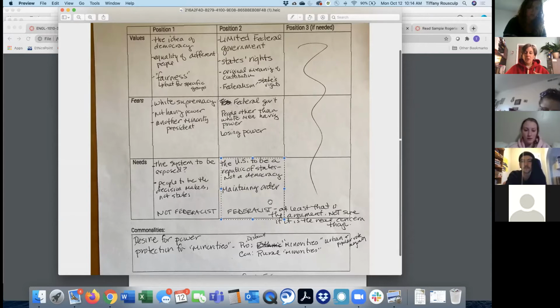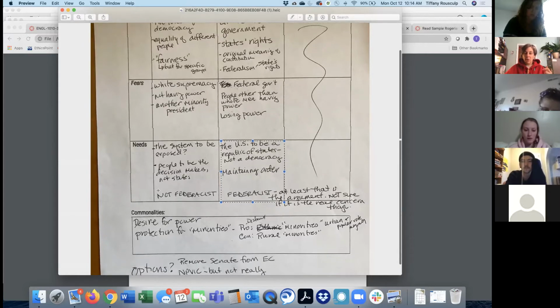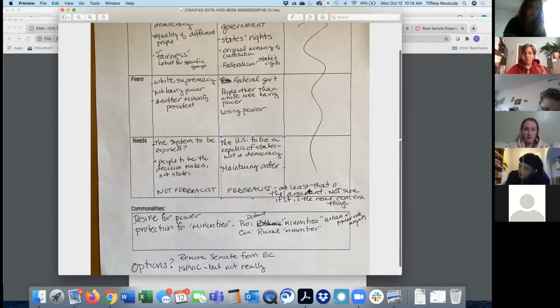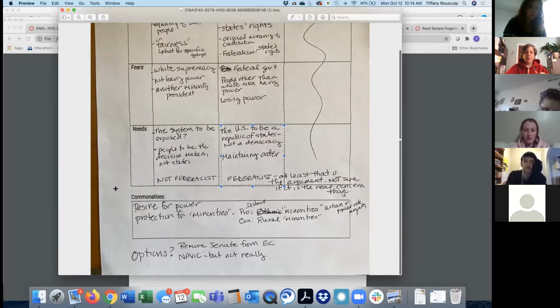And I've just written myself some notes here. So this is not Federalist, this is Federalist. At least this is the argument. I'm not sure if it's the real concern though. These notes are all for me, okay? So then I get to the commonalities, and I really had to think hard about this one. It did not come very easily to me.